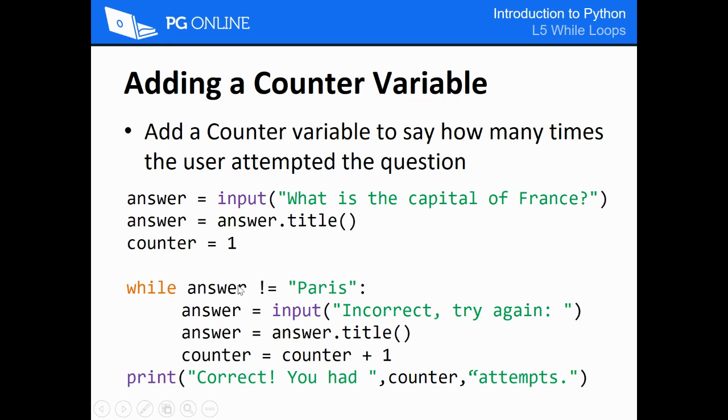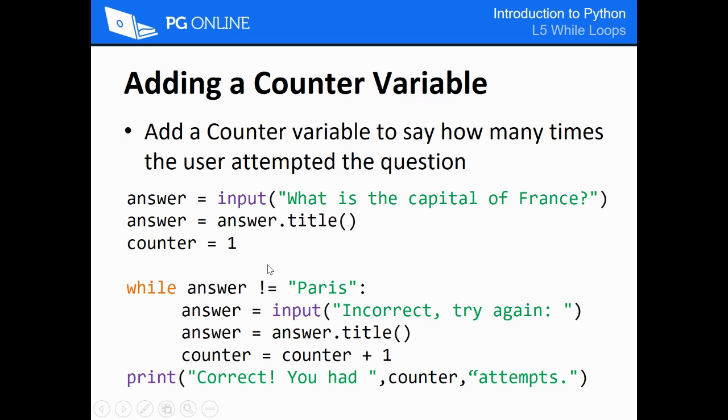So now we're going to look at adding a counter variable to see how many times the user attempted the question. This code here is asking for the input, the capital of France. This part forces it to accept lowercase or uppercase letters when you answer. And you're going to set the counter as 1. So while the answer is not equal to Paris, it prints incorrect, try again if you get it wrong. And every time you get it wrong, we'll add 1 to the counter.